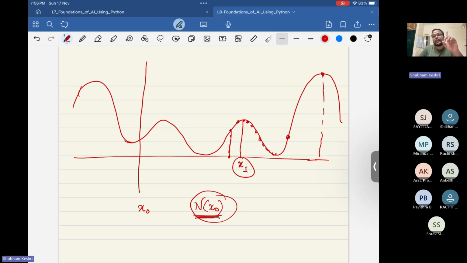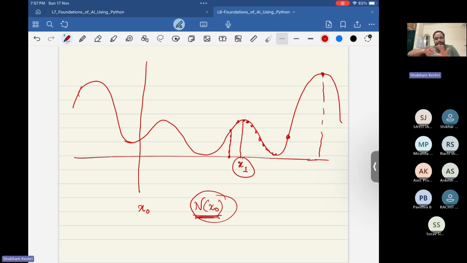In local search there is nothing to escape local optima. If you are stuck in a local optima, you will be stuck in a local optima. But in simulated annealing there is some probability that you can skip the local optima and move ahead. That is the idea of simulated annealing. Any questions?